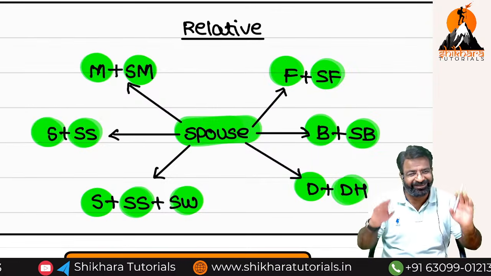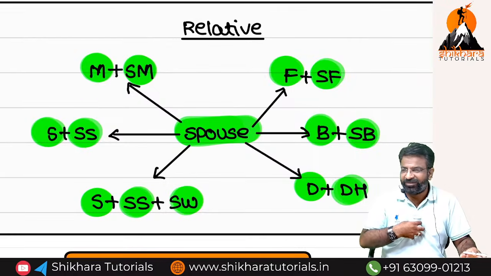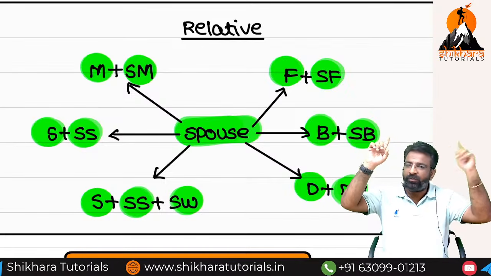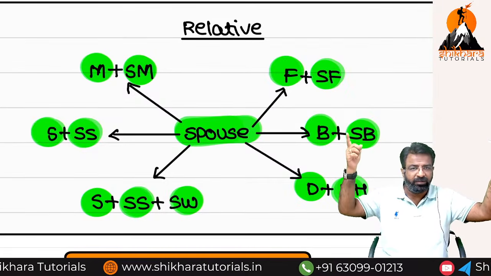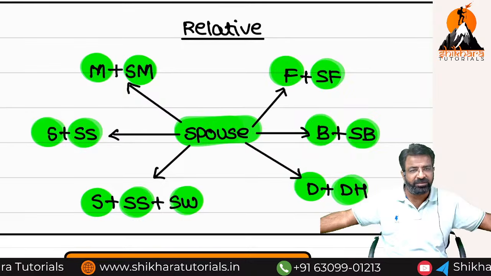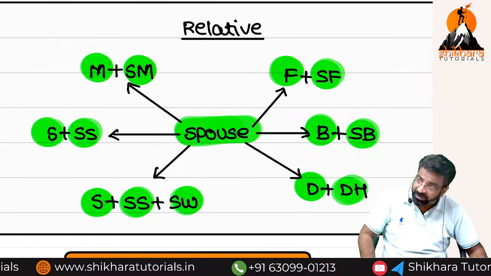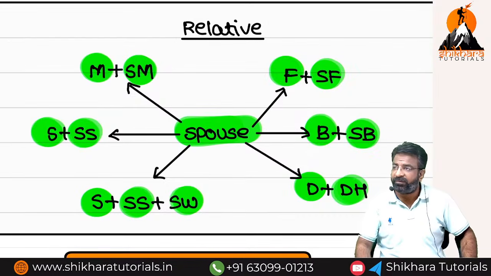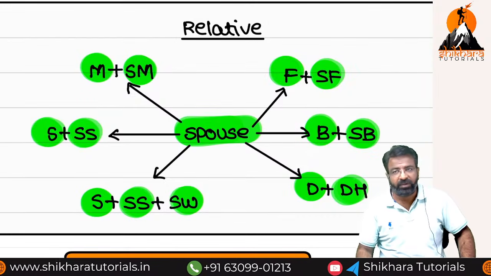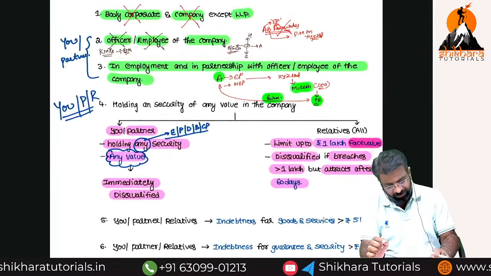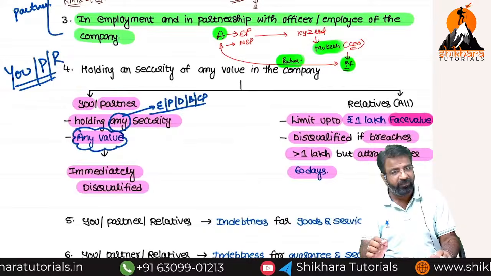Tell me, how will you remember? Spouse, inside. Mother, father, always above, including stepmother, stepfather. Parallel to you, brother and sister. Down to you, son, daughter, stepson, and son's wife, daughter, daughter's husband. They all. Acha, is this 1 lakh limit for one relative?